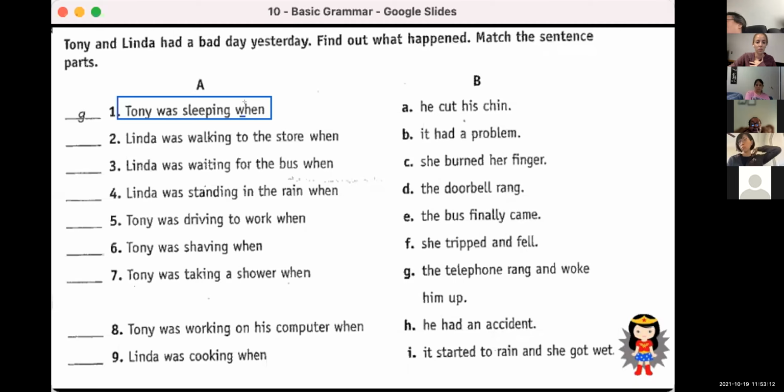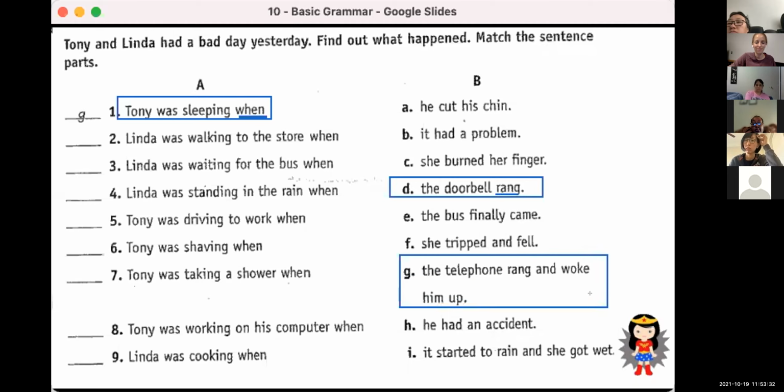Okay, so this one ends with when. We're looking for the verb in the simple past, right? Tony was sleeping when the doorbell rang. Okay. Simple past. Maybe this one, the telephone rang. Simple past.